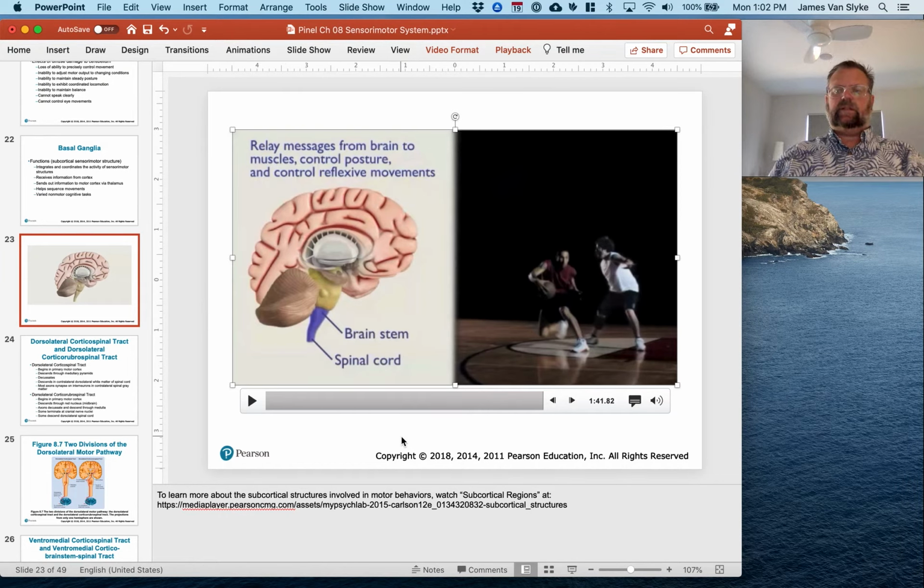Okay, so that's the end of part one, and we'll move into different types of tracks, as well as talk about the muscles and how muscles work in our next section.